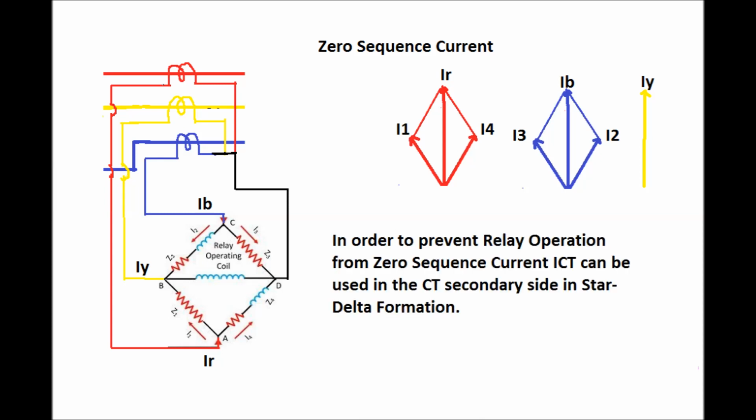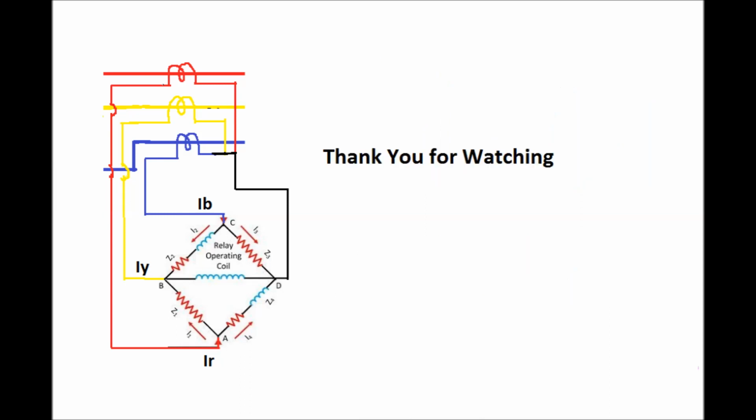So in order to prevent the relay operation due to flow of the zero sequence current, and to operate under only negative sequence current, we can install an ICT in the CT secondary circuit. The connection of the ICT is such that the primary side of the ICT will be connected in star formation, and the ICT secondary will be connected in delta formation. The line side of the delta formation is taken as the input of the bridge circuit. From this arrangement we can eliminate the zero sequence component of the current, and the relay will operate only on flow of the negative sequence current.